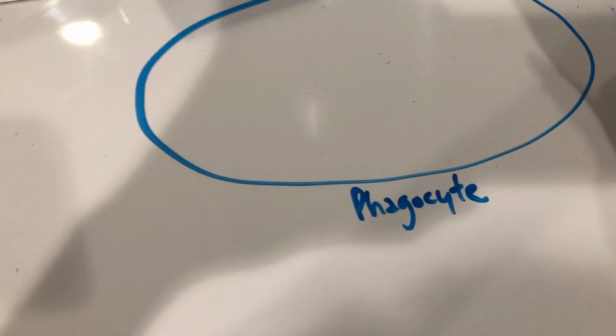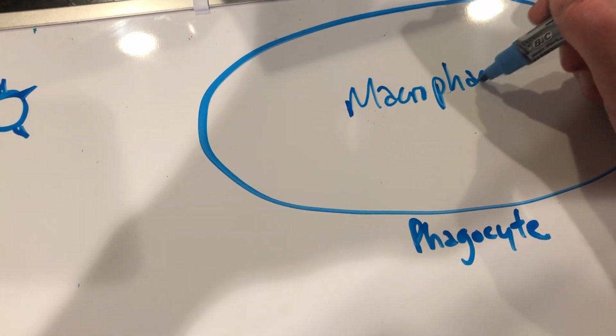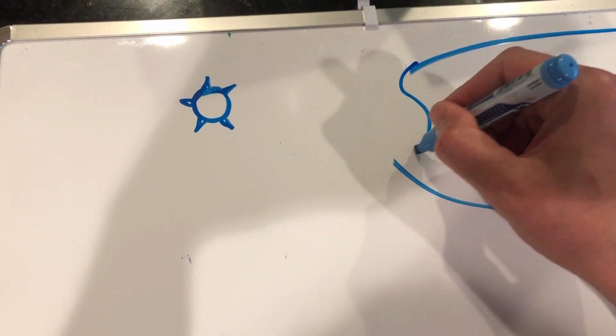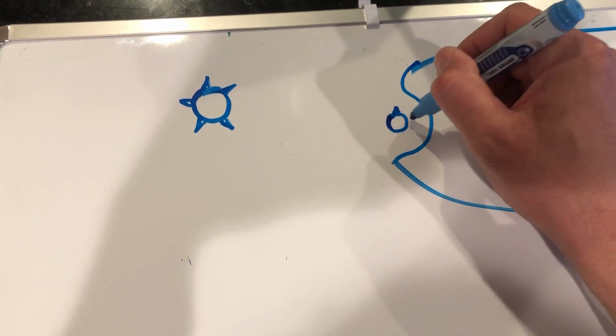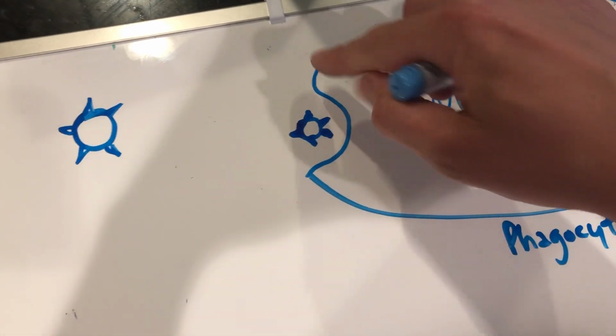So there's a phagocyte that's called a macrophage. It's a white blood cell, and it will do this process of engulfing, I don't know if it's one or a few, but a small number of pathogens like this.